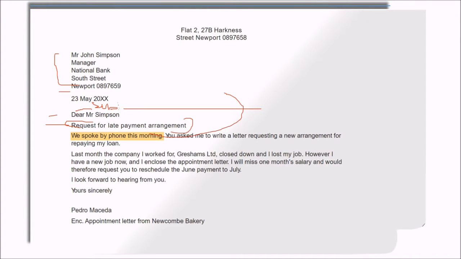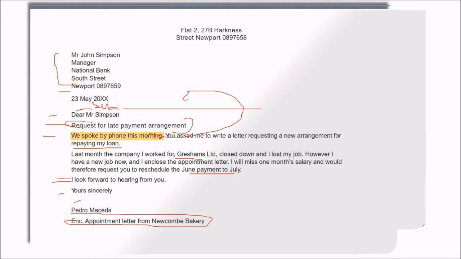You can either write a subject directly here with underline, with a colon. You can just transfer this content here, and then you can start with, we spoke by phone this morning. You requested me to write a letter requesting a new arrangement for repaying my loan. Last month, the company I worked for, Grace Hams Limited, closed down and I lost my job. However, I have a new job now and I enclose the appointment letter. I will miss 1 month's salary and would therefore request you to reschedule the June payment to July. I look forward to hearing from you. This is how we conclude. And then Yours sincerely, your signature, Pedro Makeda, and then also an enclosure, like appointment letter from Newcombe Bakery.